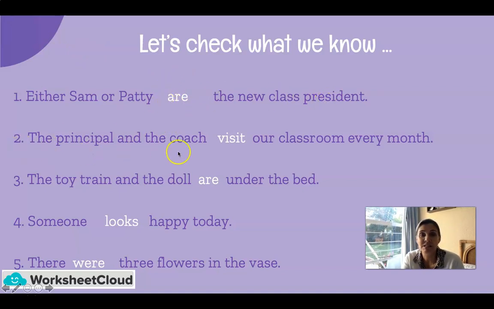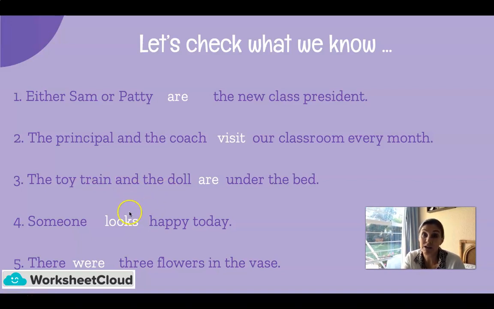Number 2, the principal and the coach. Okay, there's 2 of them, so they're already plural. Visit doesn't need the S. Visit our class every month. Number 3, the toy train and the doll are under the bed. Here, different to number 1, we're talking about the 2 of them together and. So the toy train and the doll, plural, are, not is, under the bed.